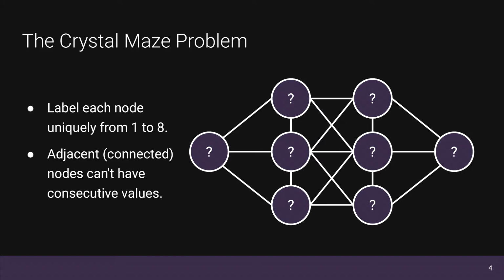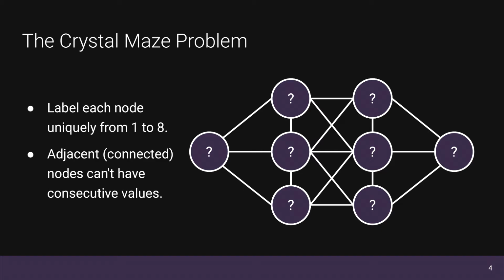This is the Crystal Maze problem, or rather this is the start of the Crystal Maze problem. What we can see here is we have 8 circles, 8 nodes, which are all connected together with some number of arcs between them. This is in a particular pattern, and you may notice that it's quite highly connected. The Crystal Maze problem in particular is we need to put a value on each of these nodes from 1 to 8. You can see currently they're all marked with a question mark.